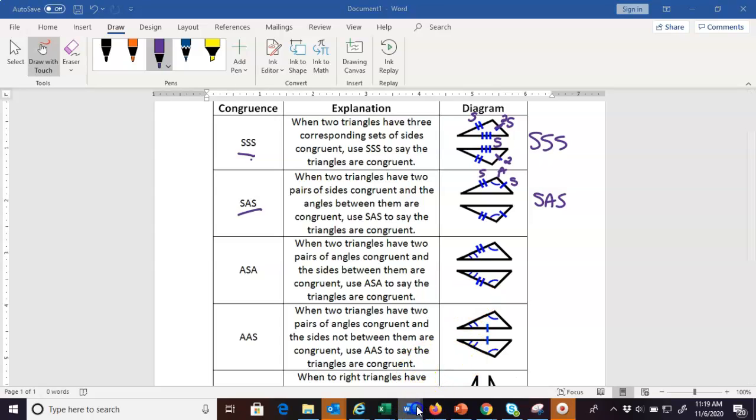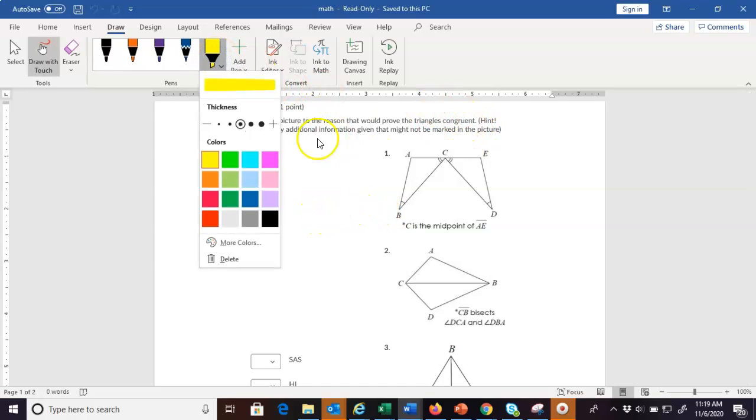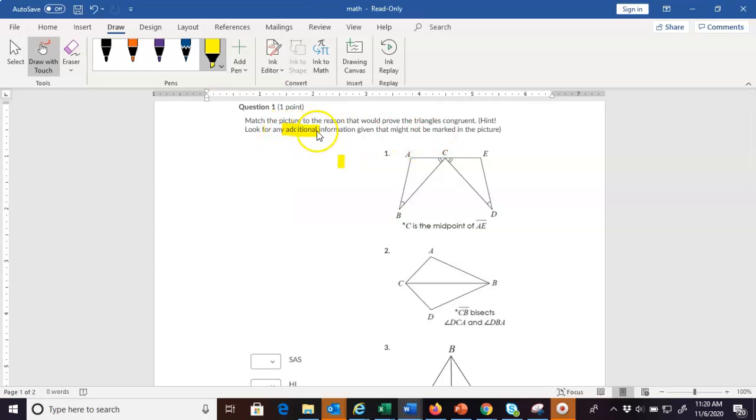So let's look at the examples you sent. It says match the picture to the reason that would prove the triangles are congruent. And this is a really big hint here to look for any additional information that you're allowed to mark in the picture. So see this one, we have some markings already. This curved marking here shows the angle B and D are the same measure, that they're equal. Also this angle up here.